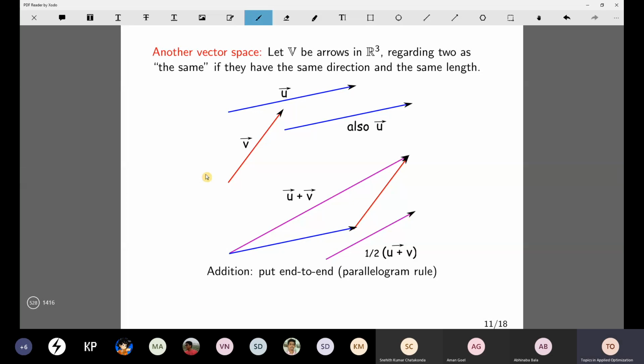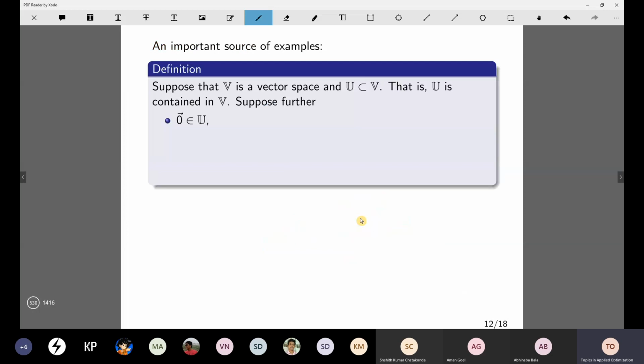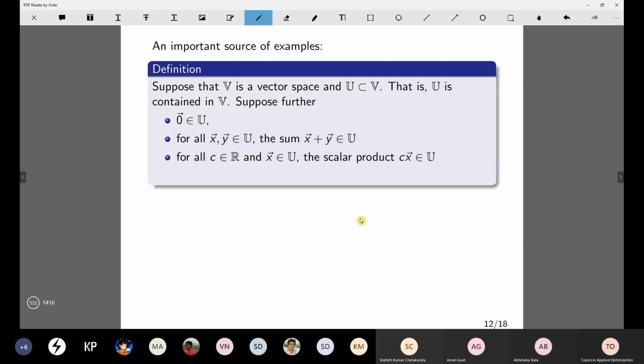This is the thing I have already described before, the parallelogram law and all this. Yeah, so there is a concept of a subspace also. Subspace is nothing but you take a set which is a subset of a vector space, and as a subset itself, it satisfies these three properties. 0 is there, for x and y in U, x plus y is there, and for any scalar multiple in R, scalar times the vector is in U.